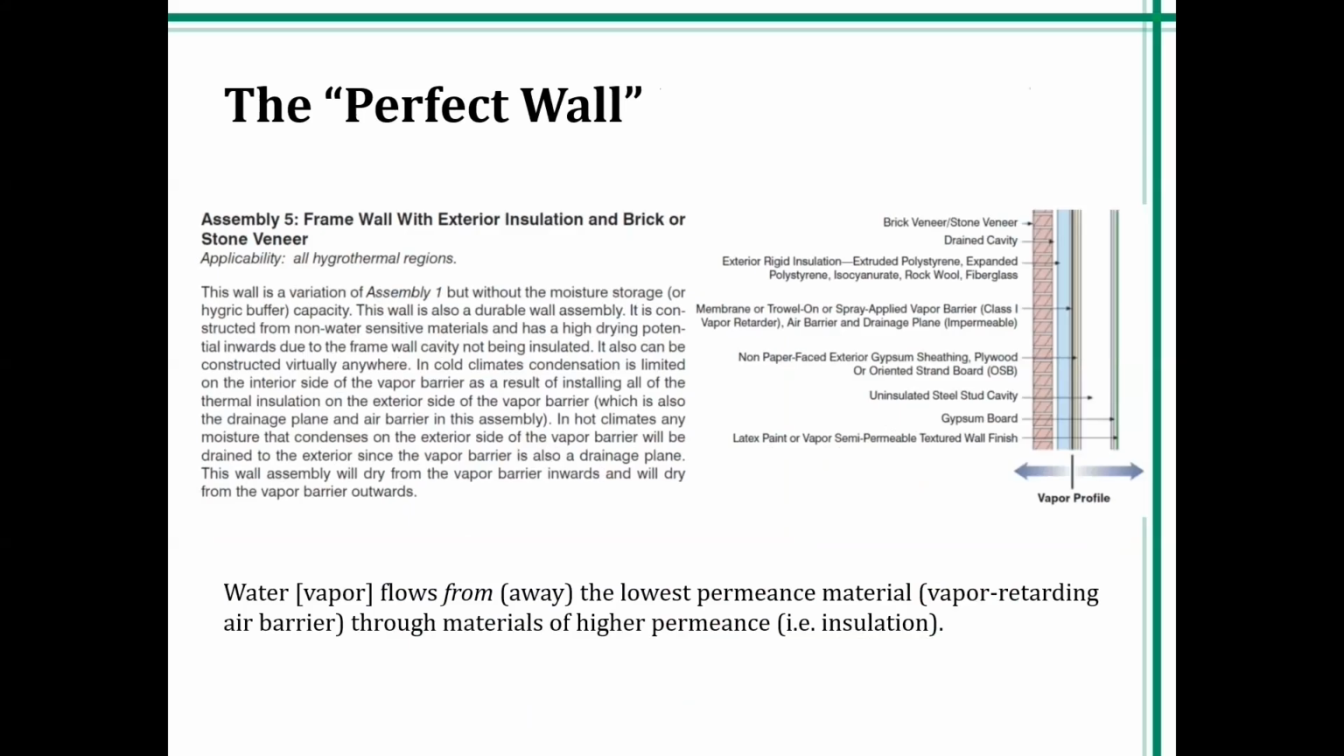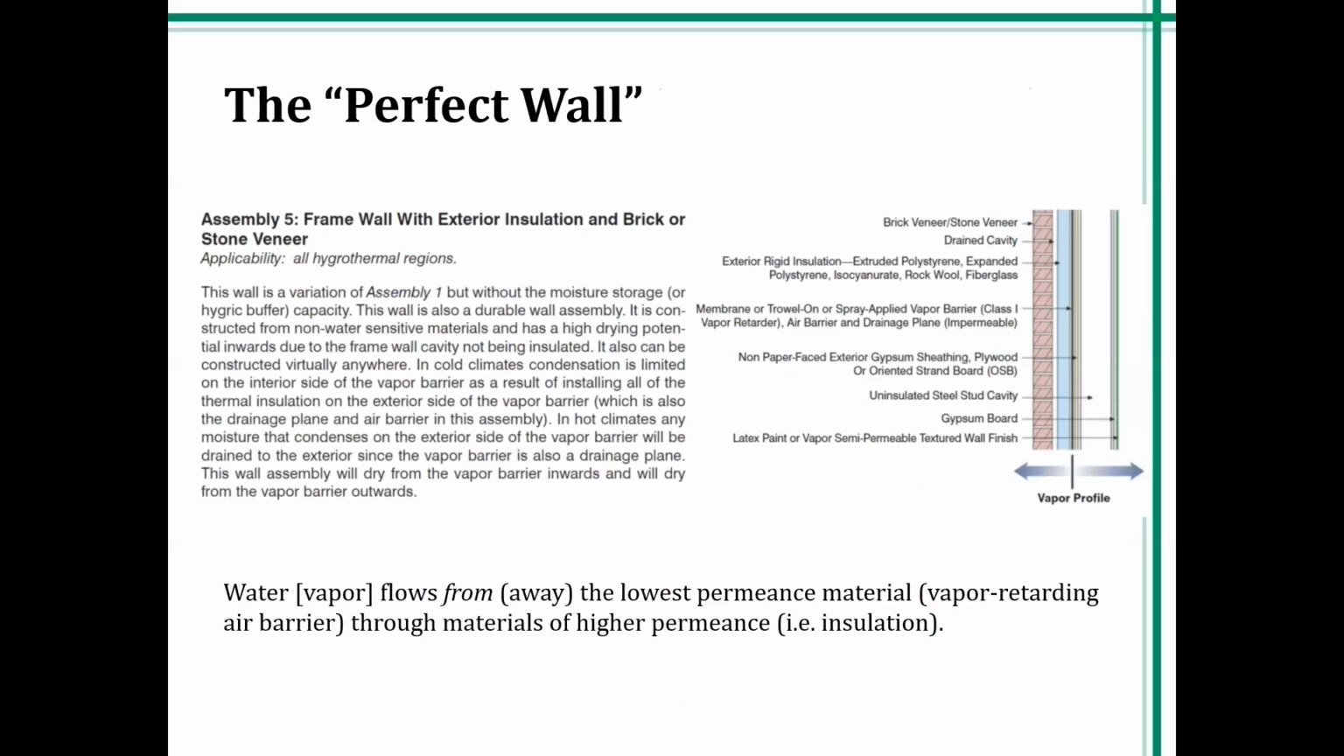But notice here, the fourth item down, it says membrane or trowel applied. It's calling it a vapor barrier, class 1 vapor retarder, air barrier, and drainage plane. And that is placed immediately underneath the rigid insulation. But the last item called out here is a latex paint or vapor semi-permeable wall finish. And I mentioned the term vapor semi-permeable earlier, a couple slides back. And the vapor semi-permeable is what is really defined as a class 3 vapor retarder. And interestingly, in the code, it refers to class 3 finishes. These are, again, breathable types of finish, acrylic, enamel paints, for example, perforated wallpaper.